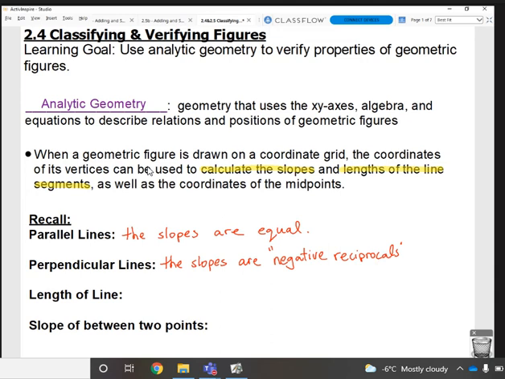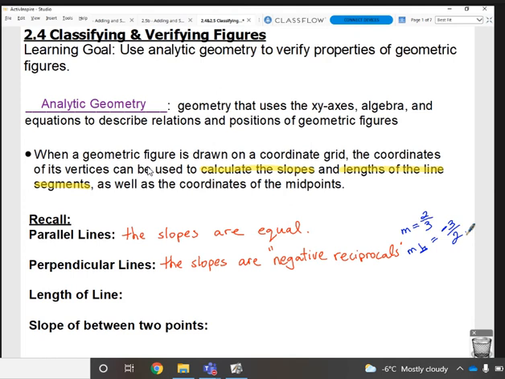So if we have a slope of, for example, m equals 2 over 3, the perpendicular slope, which we can mark with a little subscript of an upside down T, would be negative 3 over 2. So we flip the fraction, and we change its sign from positive to negative. Remember that?